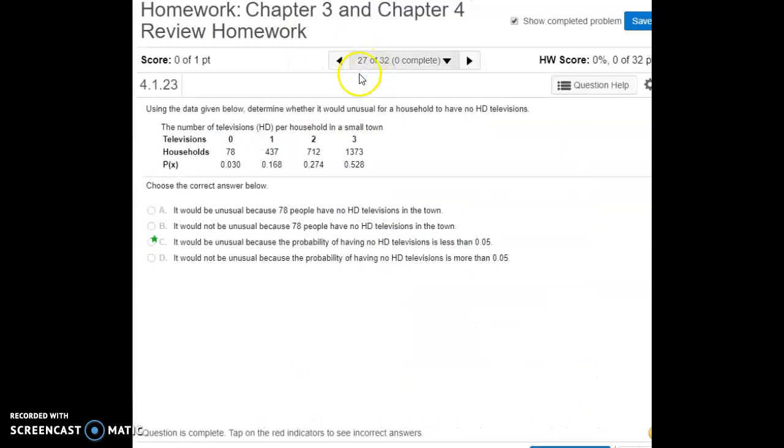For number 27, we're using the definition of an unusual event being something that has less than a 5% chance of occurring. And we're asking if it would be unusual for a household to have no HD televisions. So here's a discrete probability distribution. The probability of a household having 0, 1, 2, or 3 is listed right here, the probability of each of those outcomes. So the probability of having 0 is 0.03 or 3%. That's less than 5%, so it would be unusual.